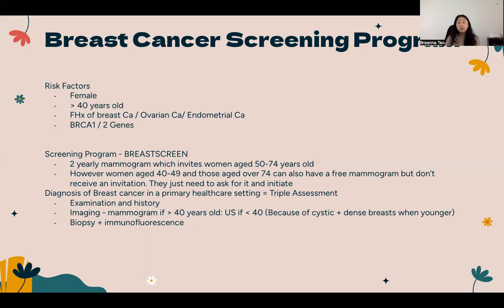Within our primary healthcare setting as well, it's always important to remember to do a triple assessment. So that is examination and history, imaging, and biopsy. With that imaging, if they're over 40, we do a mammogram, and if they're under 40, we would send them for an ultrasound. The difference is because when the patient's younger, the breasts are a bit more cystic and dense, so a mammogram's not as good at picking it up, whereas an ultrasound will be more sensitive.